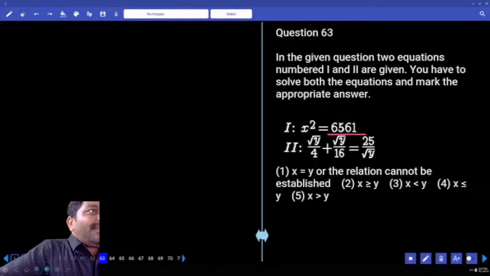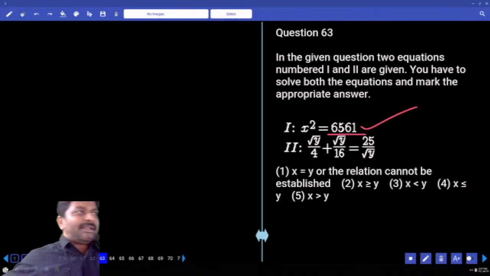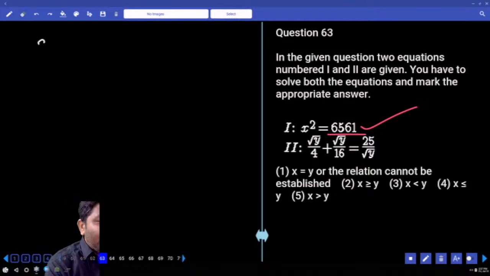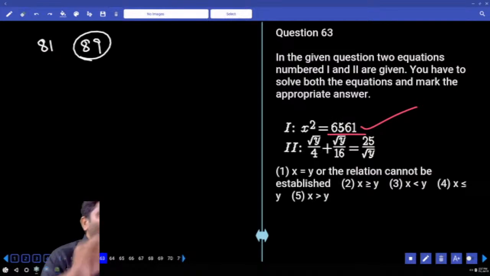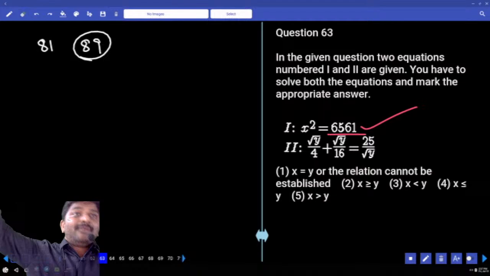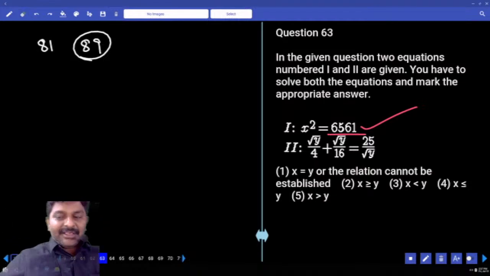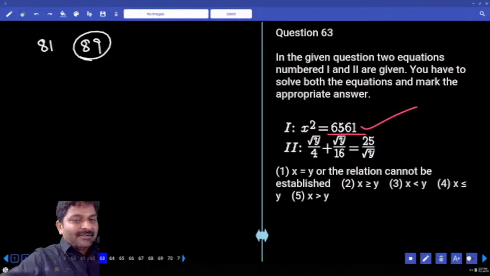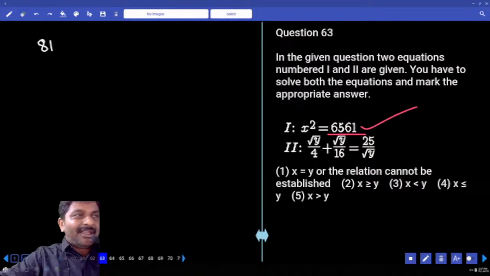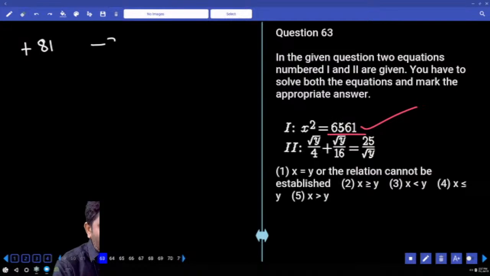What is 80 square? 6000. This number is little bit more than that and ending with 1. Which square ends with 1? Either 1 or 9. So it has to be either 81 or 89. 89 is close to, what is 90 square? Is that close to 8100? So can that be 89? Eliminate.